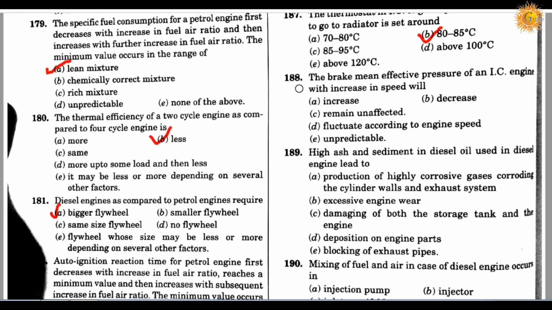Question number 188. The brake mean effective pressure of an IC engine with increase in speed will: option A, increase; option B, decrease; option C, remain unaffected; option D, fluctuate according to engine speed; option E, unpredictable. So the correct answer is C. It will remain unaffected.